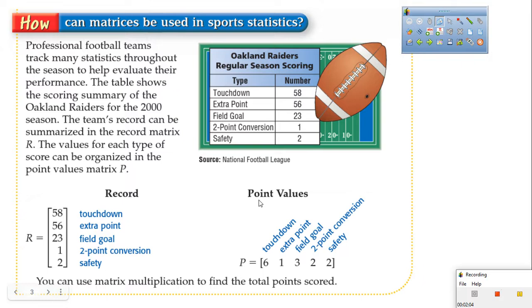Now, we know from sports that point values, you get 6 points for every touchdown, 1 point for every extra point, 3 for a field goal, 2 points for a conversion, and 2 for a safety. So how would you actually determine the team's total point values for the season? Well, we'd simply multiply 58 touchdowns times 6, then we would add 56 extra points times 1, then 23 times 3, plus 1 times 2, plus 2 times 2. And so we'd add up all those values, and that would give us one number. So we can use matrix multiplication to find the total points scored.